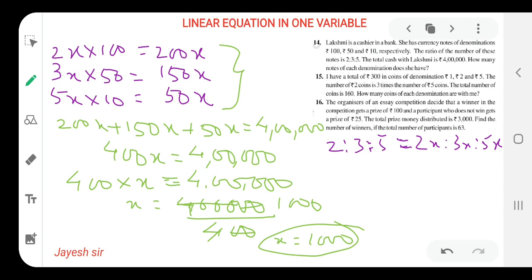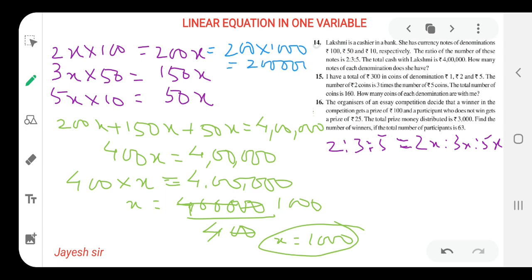Yes, friends. So now what are we supposed to do after that? We can directly write the answer as 200x, which is to be written over here. What is the value of x? 1000. So we'll put the value of x over there so that we can find the answer very easily. I am putting it over here so that you can know properly. So 200 multiplied by 1000, the answer would be 2 lakh rupees.